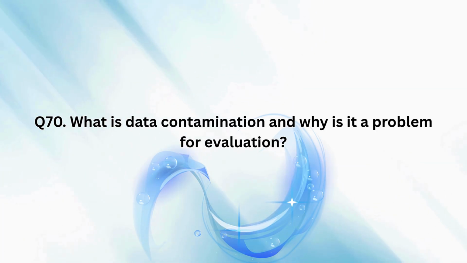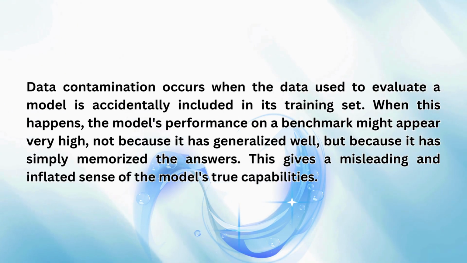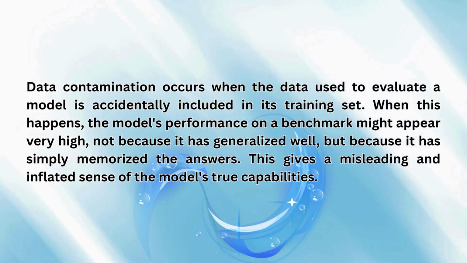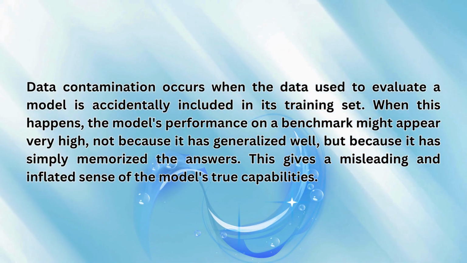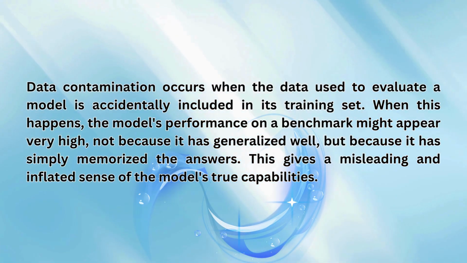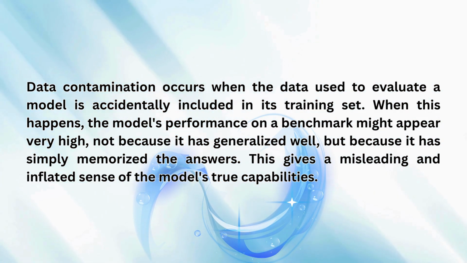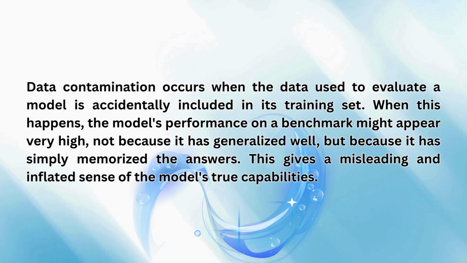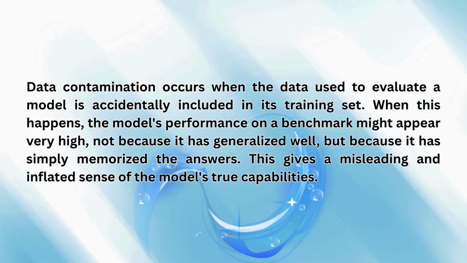What is data contamination, and why is it a problem for evaluation? Data contamination occurs when the data used to evaluate a model is accidentally included in its training set. When this happens, the model's performance on a benchmark might appear very high, not because it has generalized well, but because it has simply memorized the answers. This gives a misleading and inflated sense of the model's true capabilities.